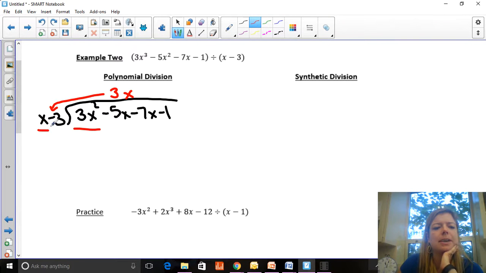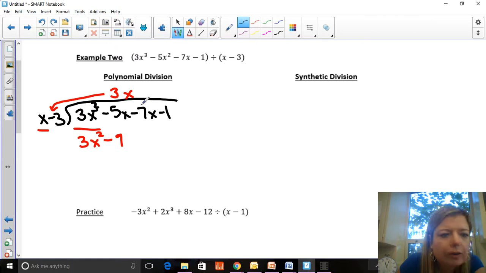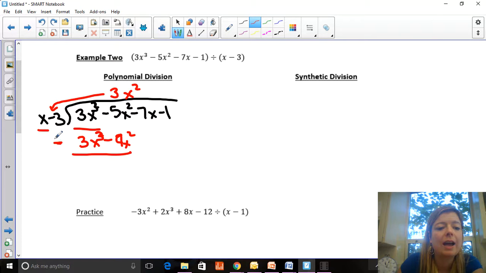So 3x squared times x minus 3. Sorry, this is my bad. 3x cubed minus 5x squared, okay? So 3x cubed divided by x is 3x squared. So we multiply that down. 3x squared times x is 3x cubed. 3x squared times minus 3 is minus 9x squared. Okay, there we go. Now we subtract this whole line.